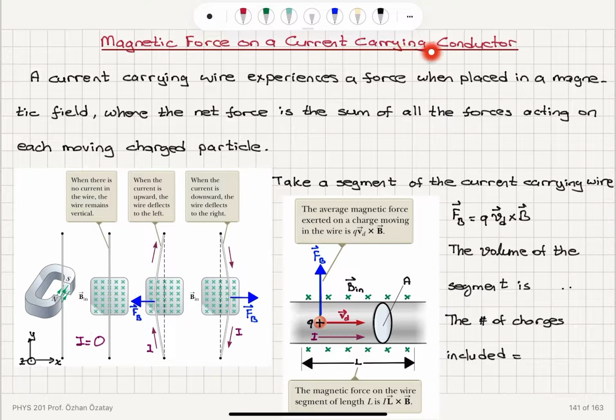Magnetic force on a current-carrying conductor. As a result of the Lorentz force on a moving charged particle, we will see that a current-carrying wire also experiences a force when placed in a magnetic field. The net force is the sum of all the forces acting on each moving charged particle.